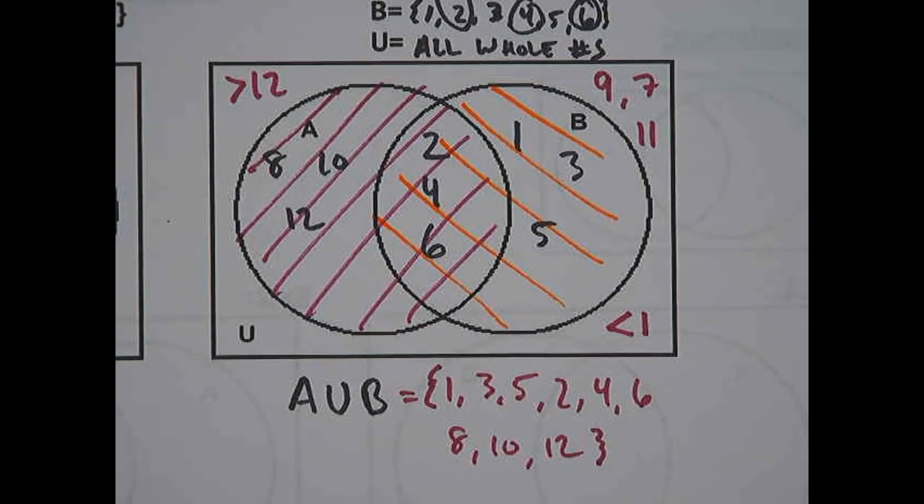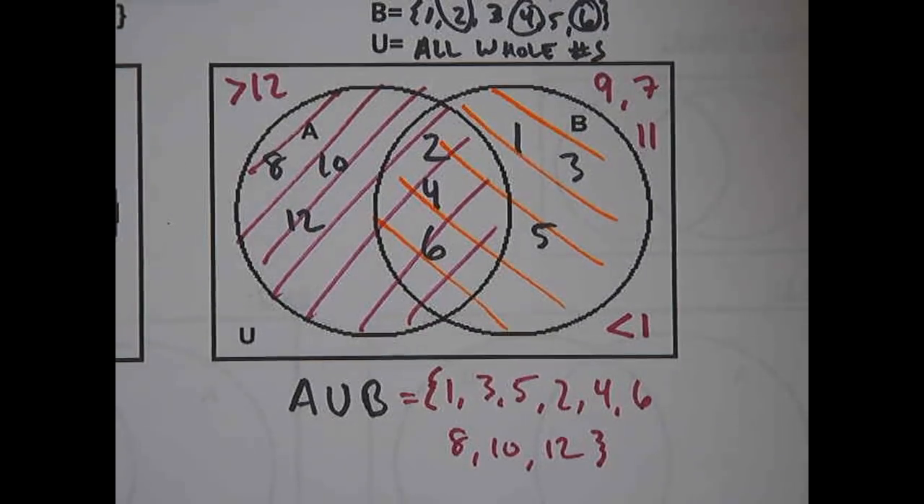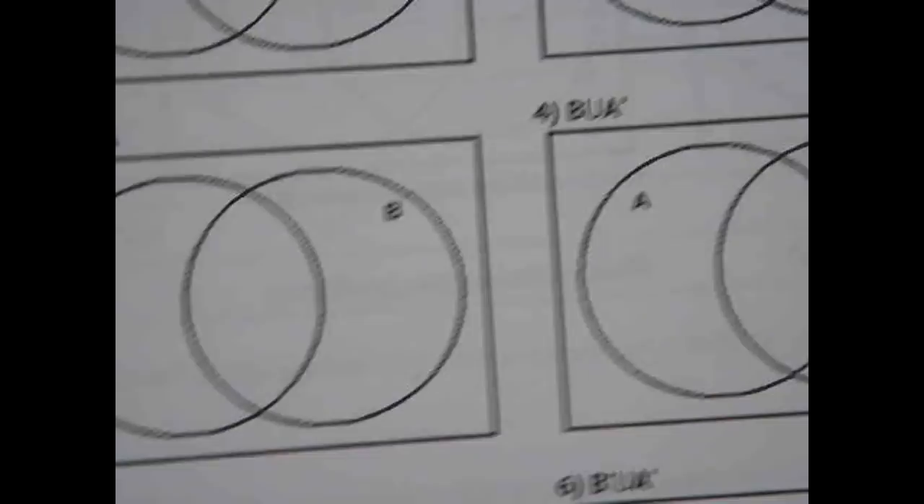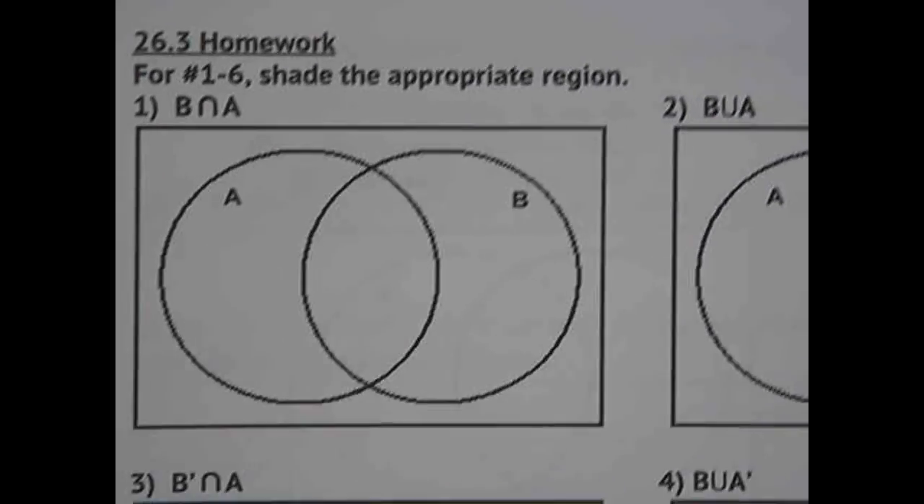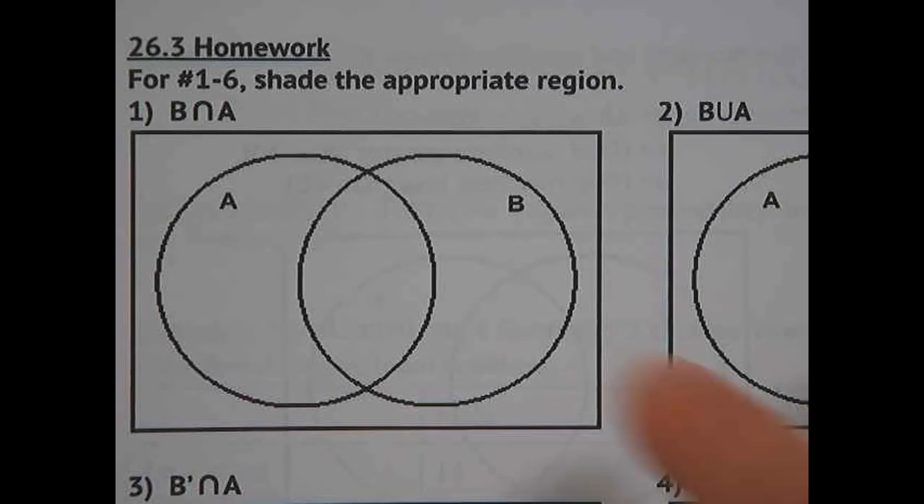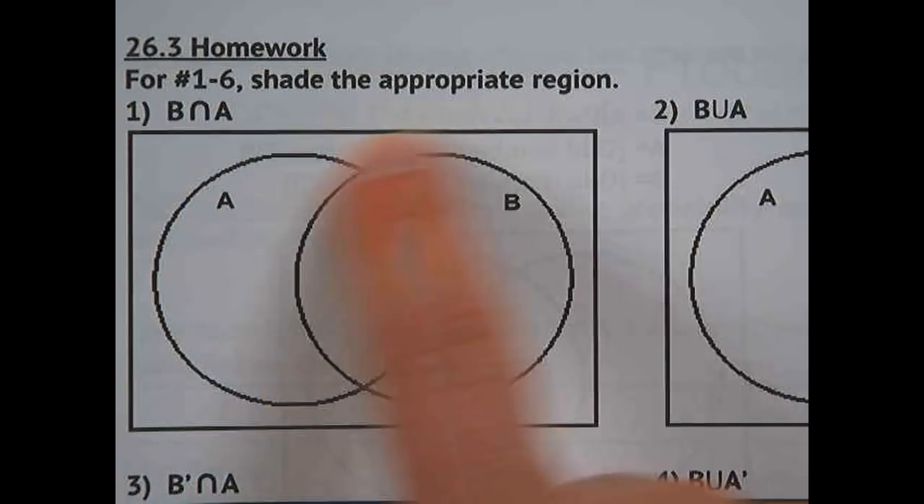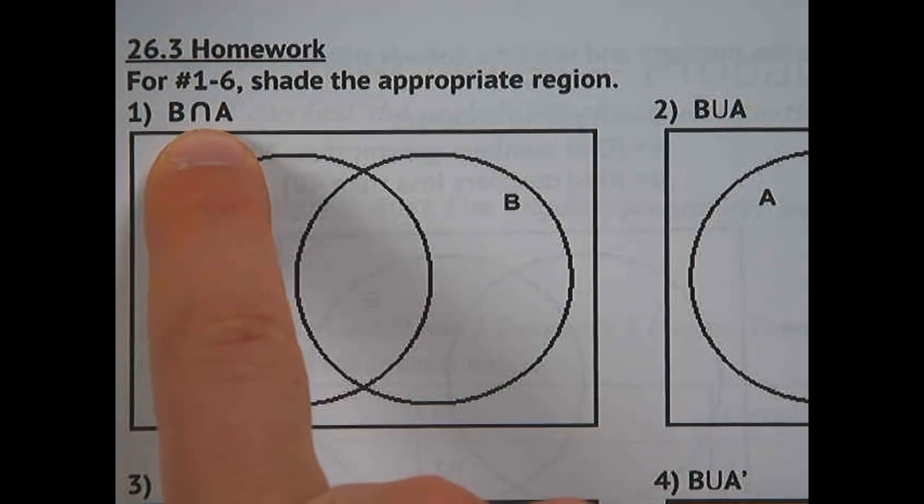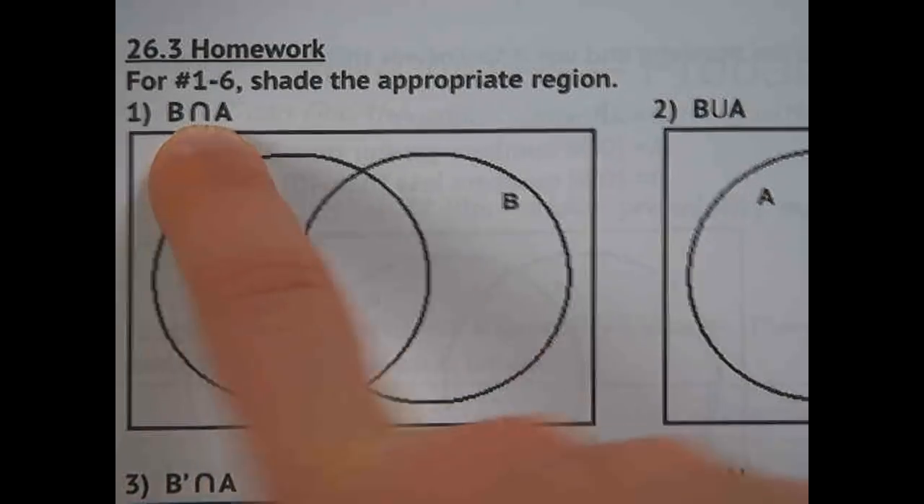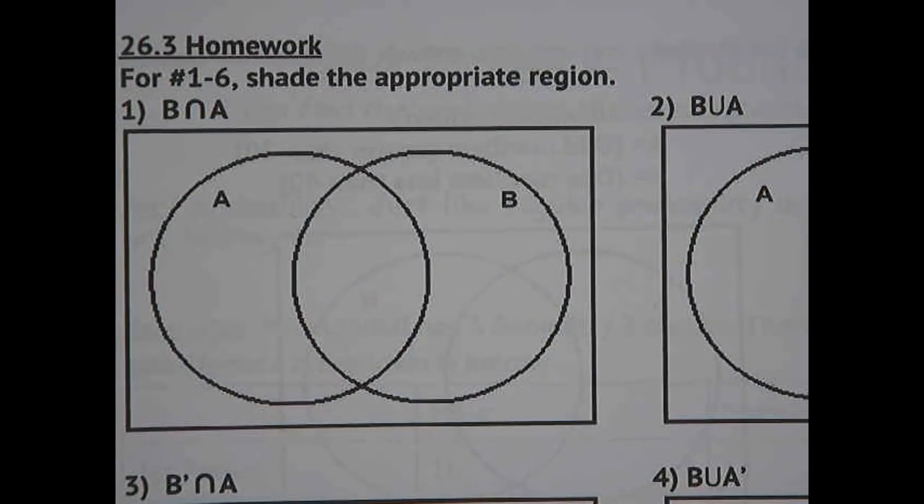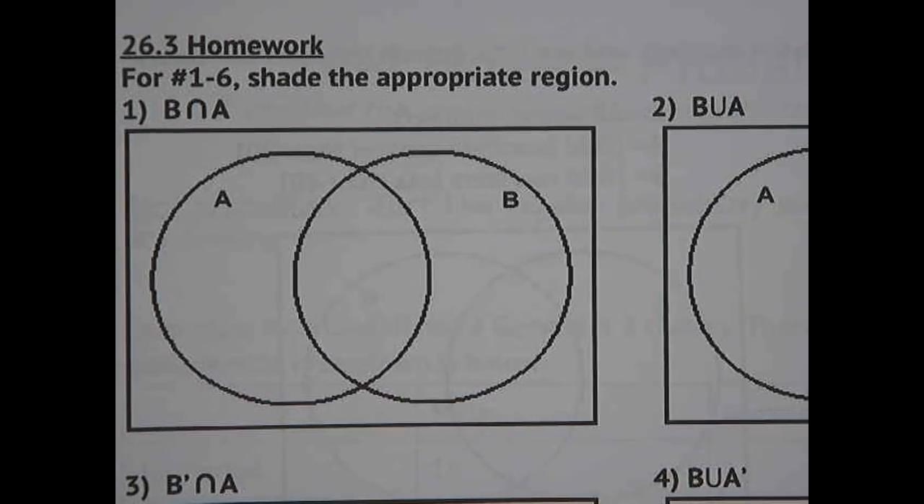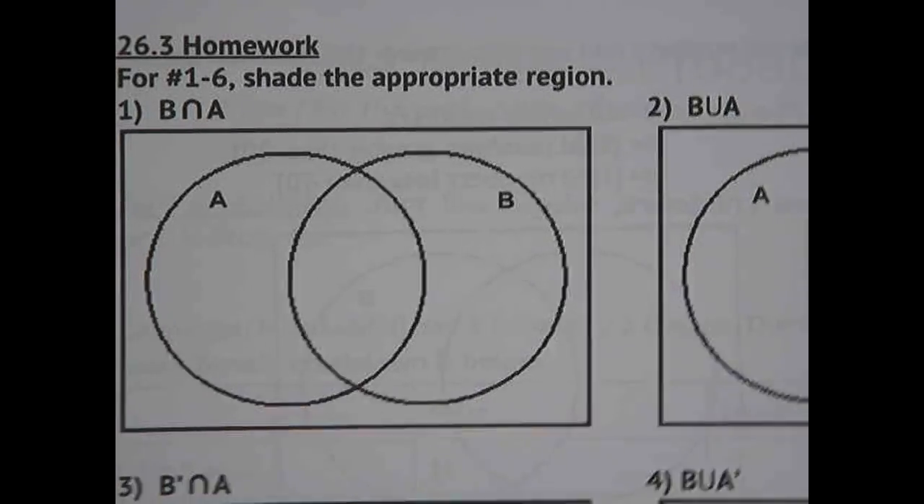Okay, so go ahead, turn the page. Now we're kind of getting into the homework zone. So for homework, for numbers 1 through 6, shade the appropriate region. There'll be a region that's labeled on top like B intersect A, and you'll want to color in that region. You'll find that some of these regions might have already been done in examples, so you can look back at those if you need some help.